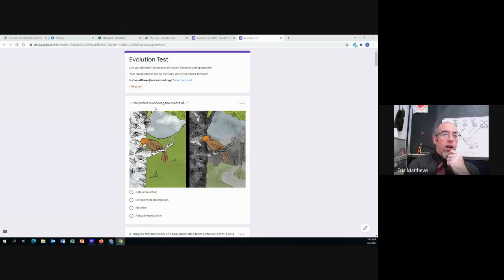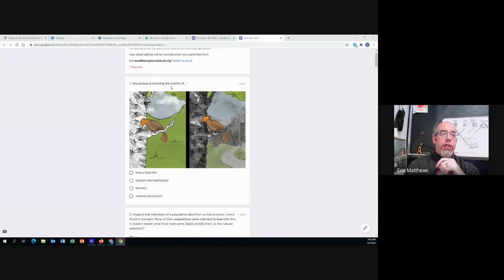So, number one, this picture is showing the events of, so look at the two sides of this picture, note what's going on. Is this showing natural selection, descent with modification, mutation, or asexual reproduction? So this picture with the two different birds and the different butterfly moth things, is that natural selection, descent with modification, mutation, or asexual reproduction?